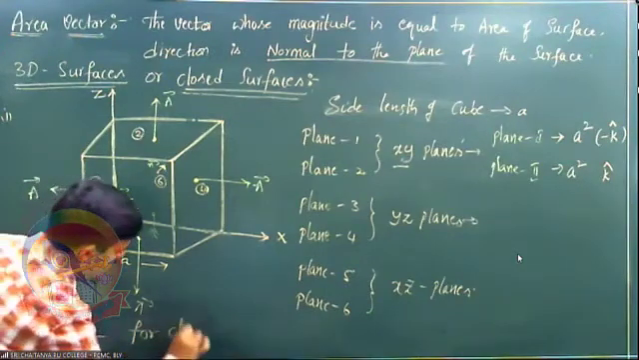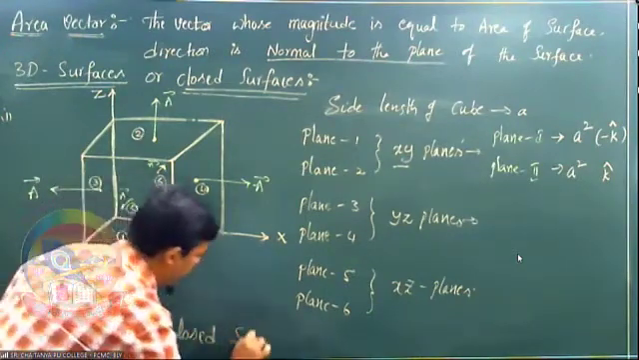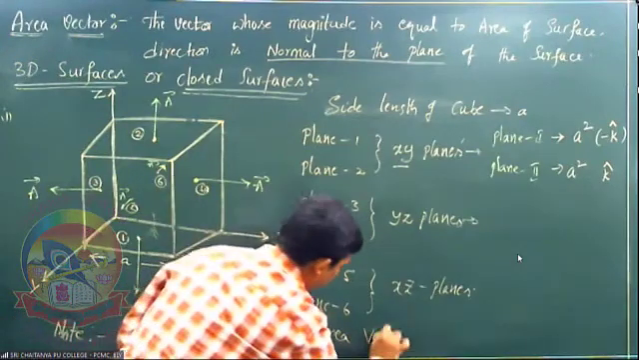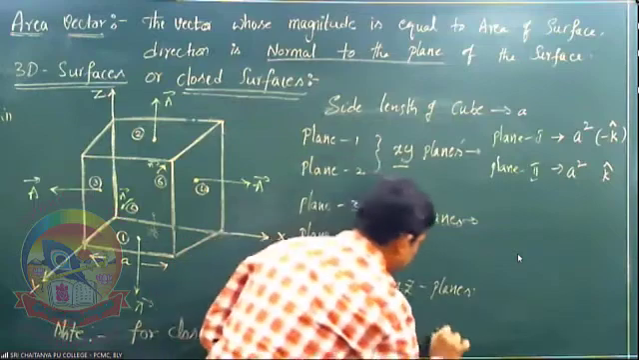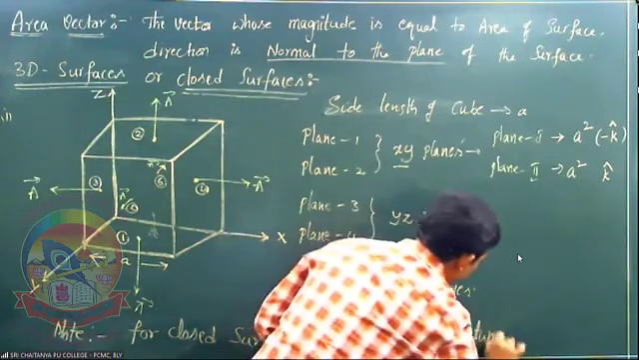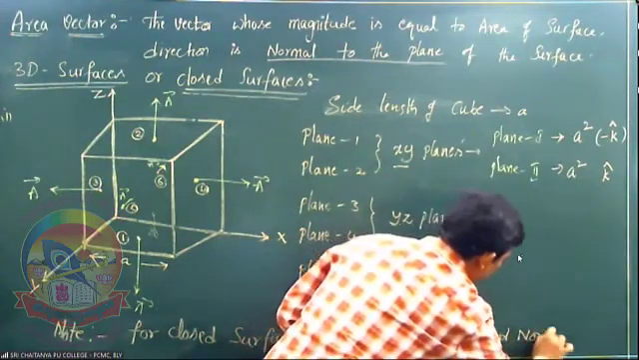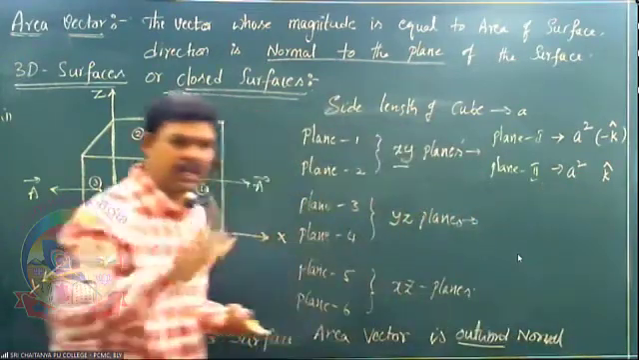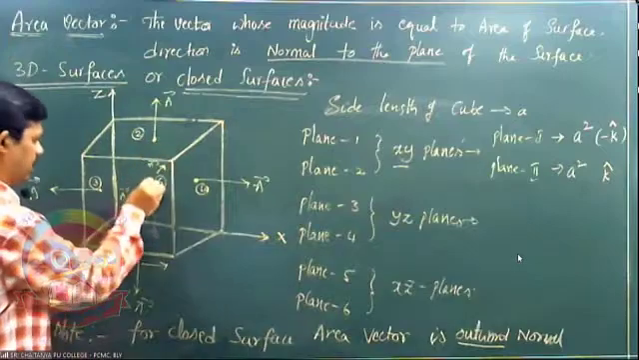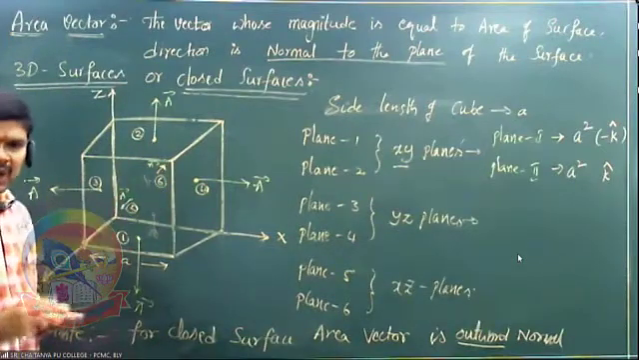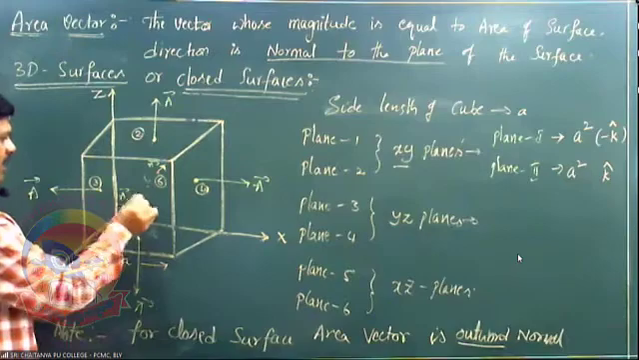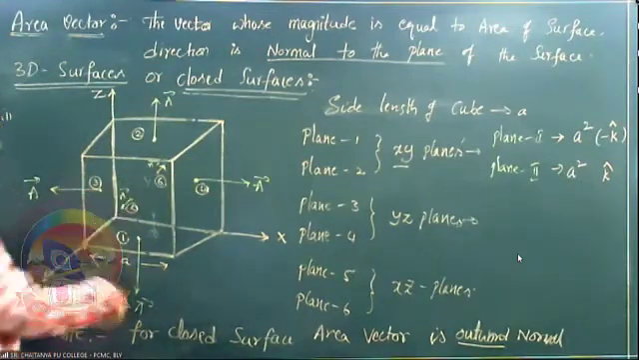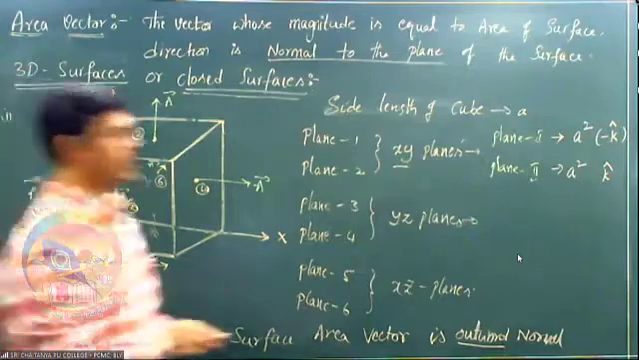For a closed surface, area vector is outward normal, right? It is always outward normal. You cannot draw it in this direction. You should not draw it. Sir, I draw like this. You should not draw it. Always outward normal, right? Okay.